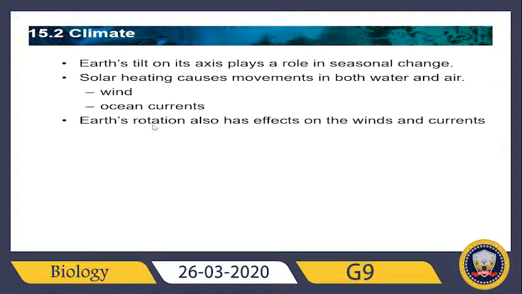Now, Earth's rotation also has effects on the wind and currents. Also, the rotational movement of our planet, because the Earth moves around itself and the moon moves around the Earth and both move around the sun.